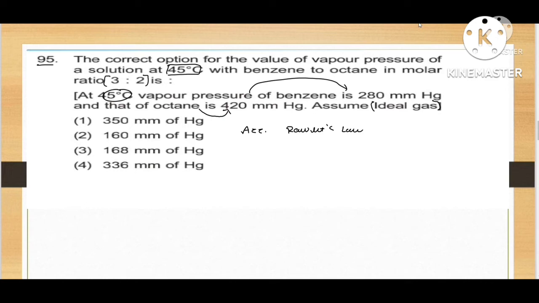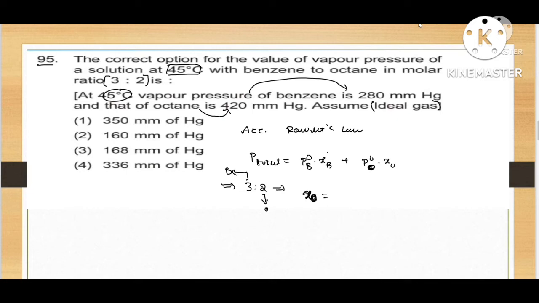here they are asking the total pressure, that means vapor pressure. P total is equal to the partial pressure of benzene into its mole fraction plus the partial pressure of octane into its mole fraction. Firstly, calculate the mole fraction of octane and the mole fraction of benzene. Here they gave the ratio 3:2. It means 3 belongs to benzene, 2 belongs to octane.